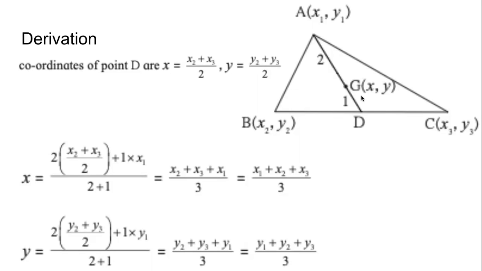And how do we find this point? This point is the point of concurrence of all the medians of a triangle. What is a median? Median is a line which joins the vertex to the midpoint of the opposite side.